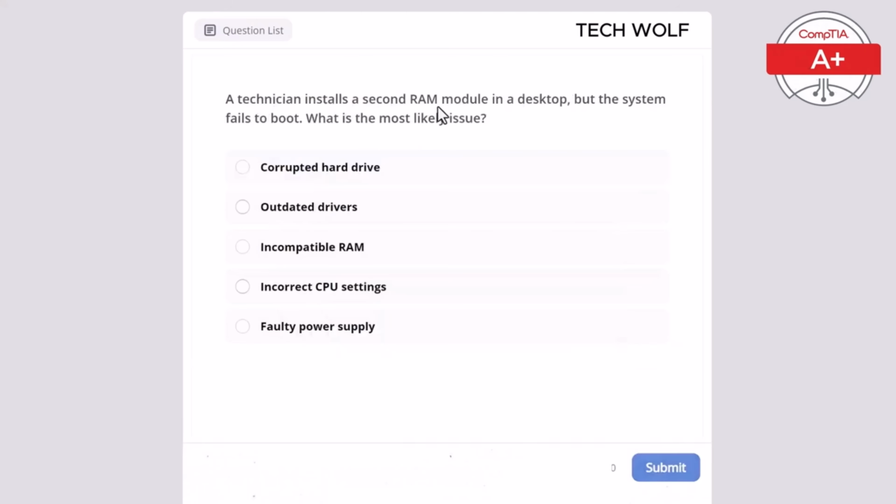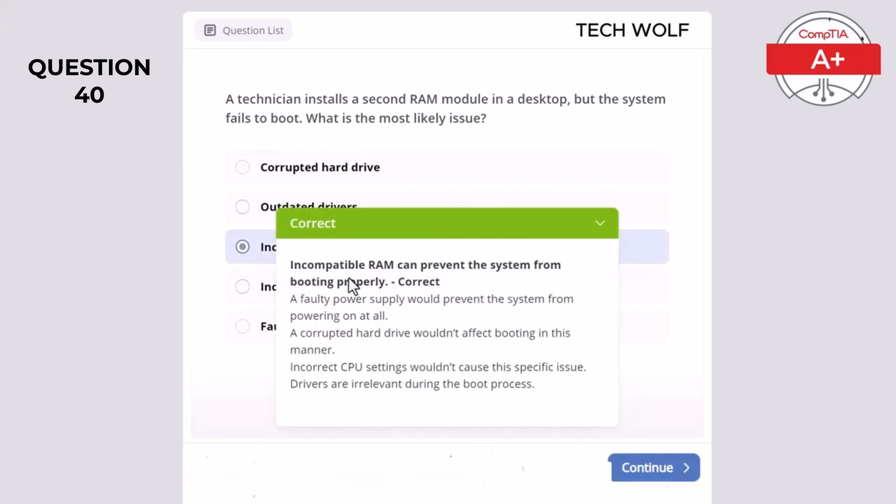A technician installs a second RAM module in a desktop, but the system fails to boot. What is the most likely issue? Corrupted hard drive, outdated drivers, incompatible RAM, incorrect CPU settings, or faulty power supply. And the correct answer here is incompatible RAM, as incompatible RAM can prevent the system from booting properly. A faulty power supply would prevent the system from powering on at all, and a corrupted hard drive wouldn't affect booting in this manner. Incorrect CPU settings wouldn't cause this specific issue, and drivers are irrelevant during the boot process.